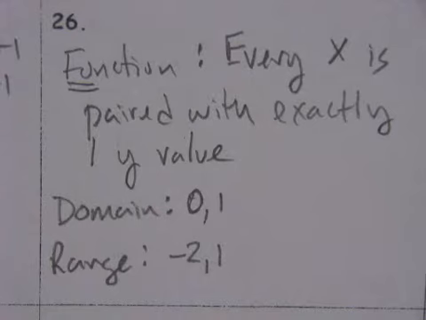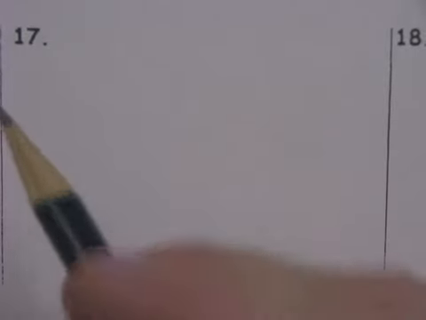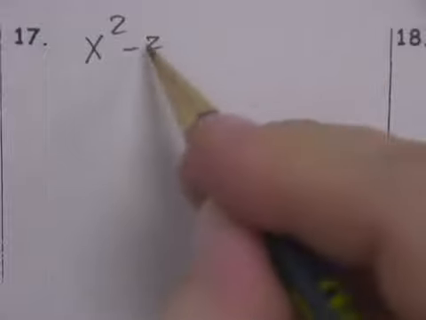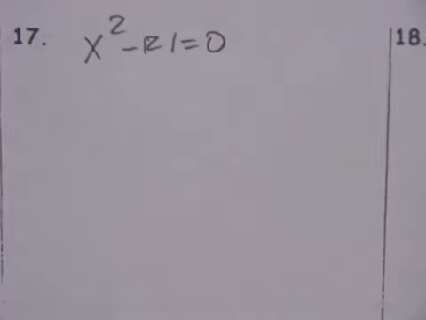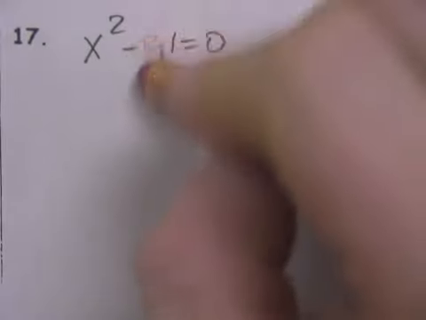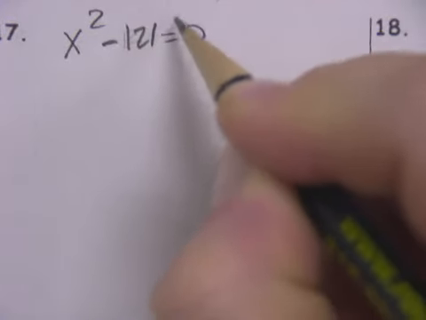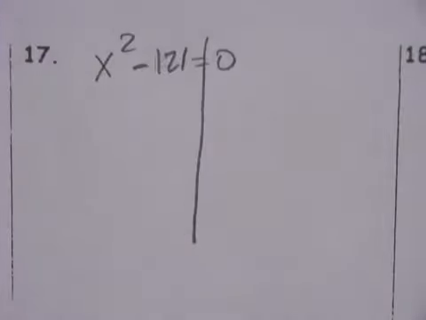Let's keep working backwards. I'm looking for an 89. Number 17 is an 89. So let me go up here. 17. There it is. All right, so here's 17. I'll rewrite it. So we have x squared minus 121 equals 0. Let me write that so that it's a little more legible.